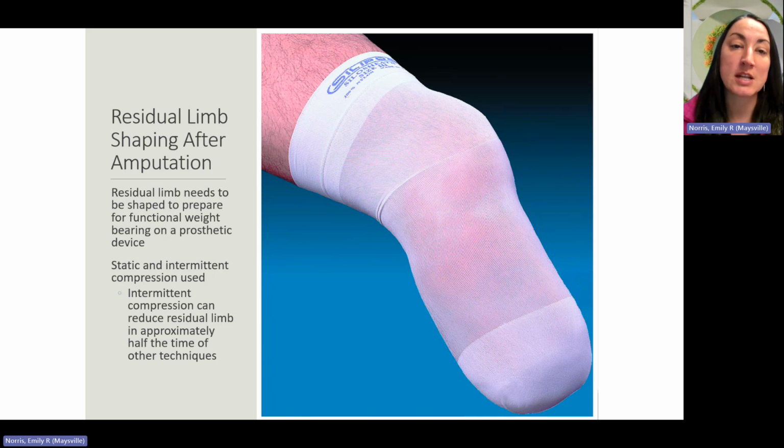Typically, patients are sent home with some type of pressure garment or sleeve that they wear that puts even pressure along the whole residual limb to help decrease the swelling and shape it in a good way that will fit well in a prosthetic device.